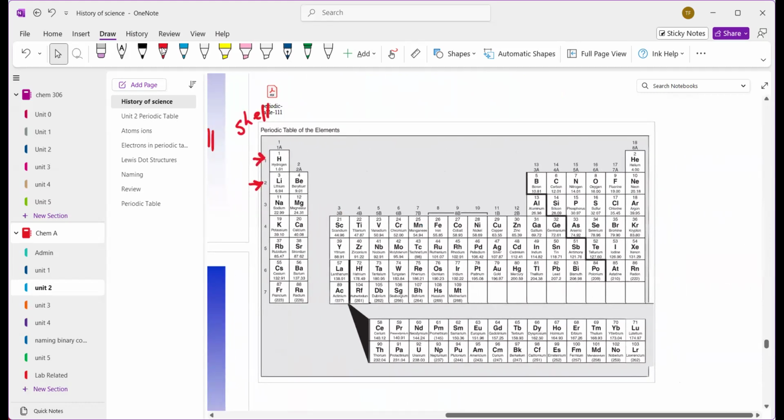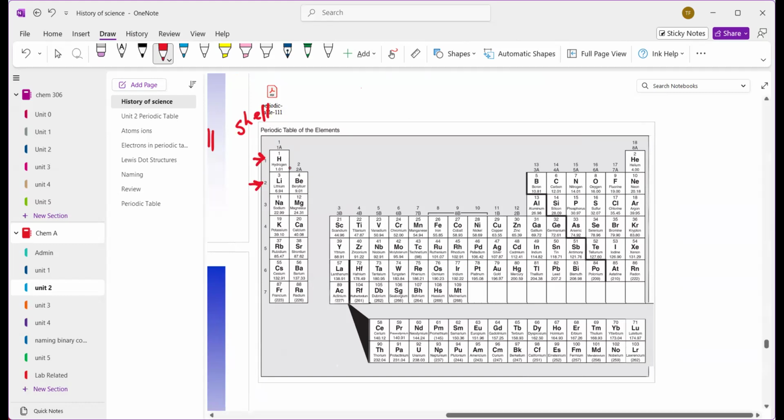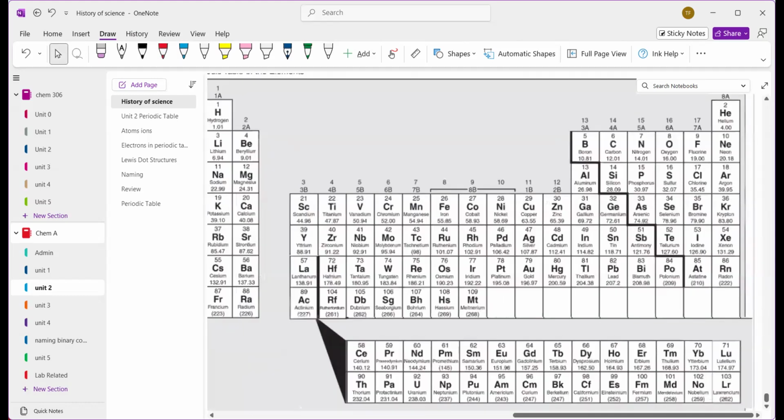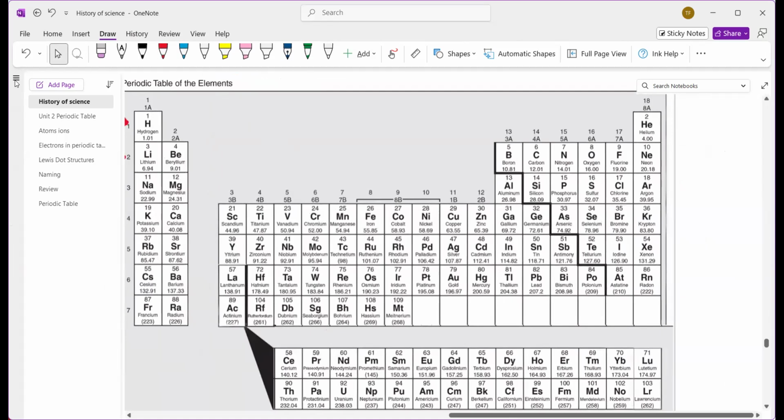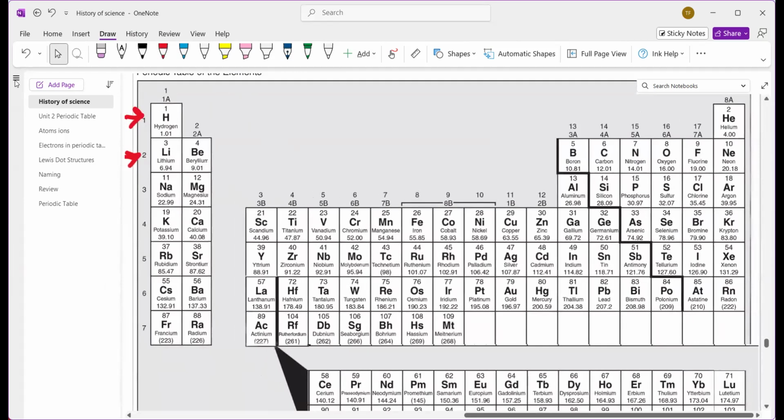Okay, so where organizationally on the periodic table are shells? If we have shell 1, it's the first row in the periodic table. So in shell 1, we have hydrogen and helium. Shell 2, we've got lithium, beryllium, boron, carbon, nitrogen, oxygen, fluorine, and neon. That's shell 2.